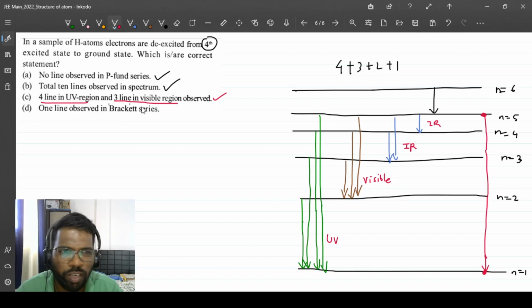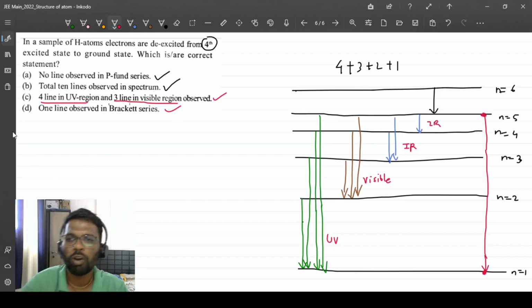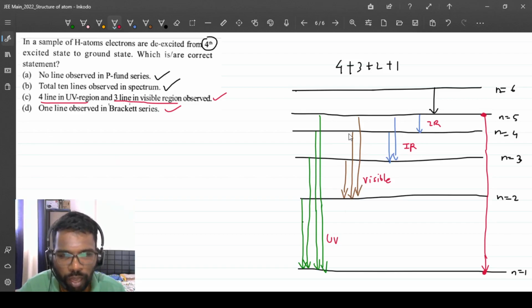One line is observed in the Brackett series. So this is Lyman, Balmer, Paschen, and this is the Brackett series. This is also true. So all four options are correct for this. So this is about the atomic spectrum, how the de-excitation of the electron takes place.